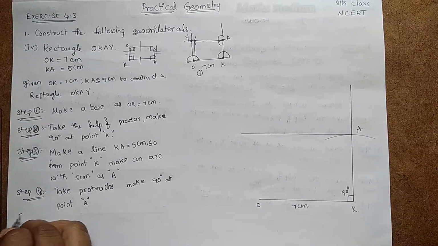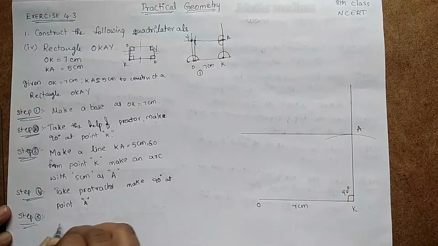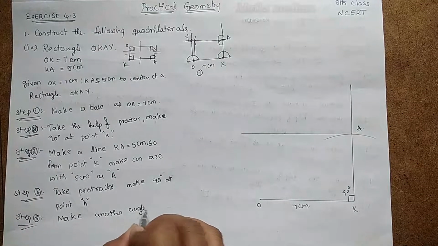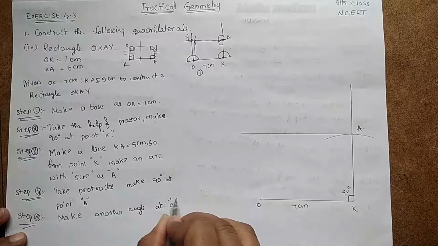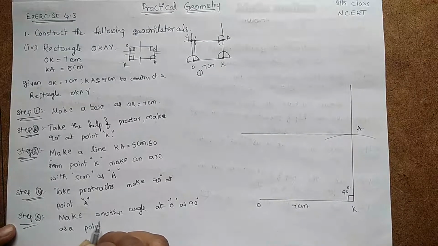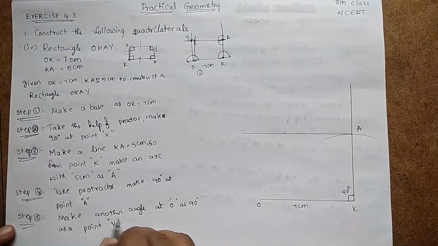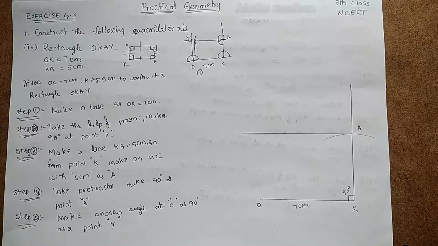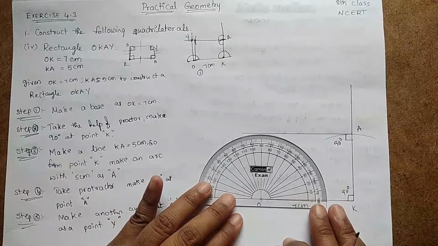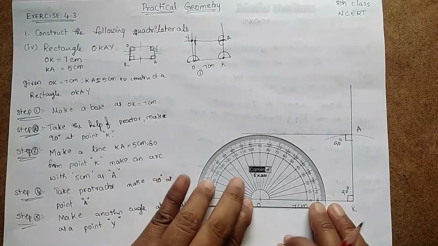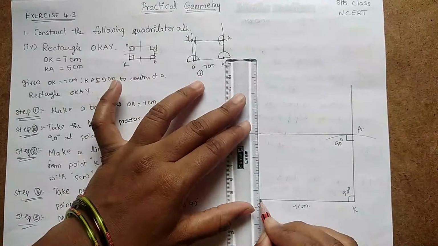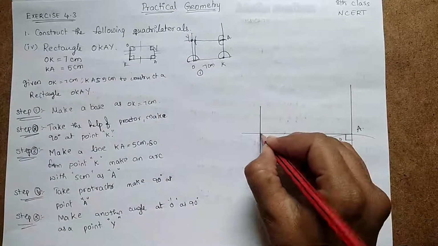So step 5: make another angle at O as 90 degrees, at point Y. Now take the protractor. Here we already have 90 degrees at K, and here also we have to measure 90 degrees. Put a point here. So we get a point easily at O, and we have to make sure this is the meeting point of both lines.